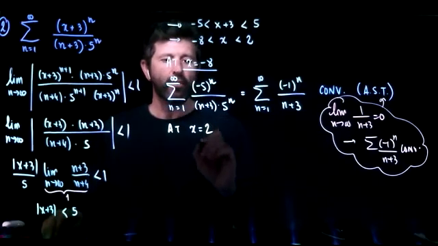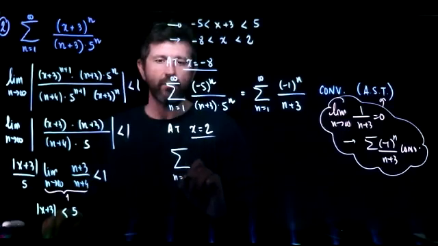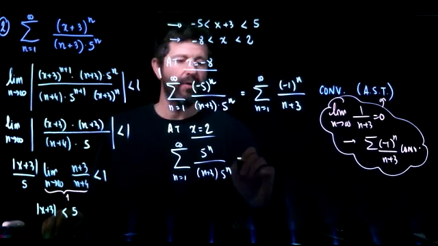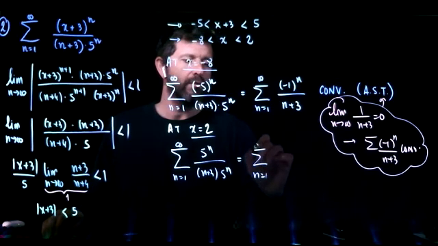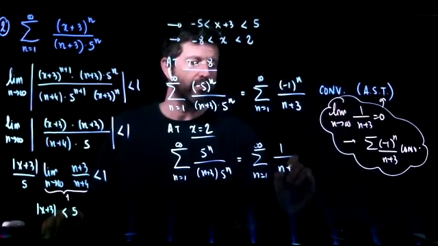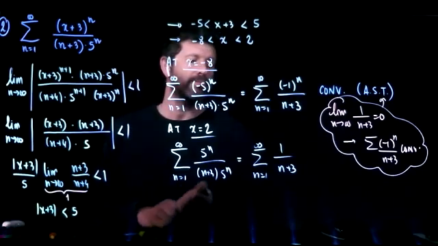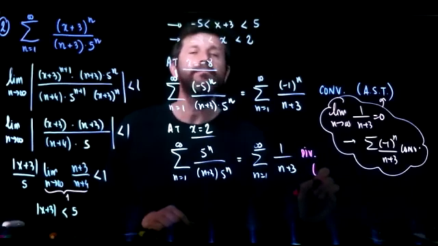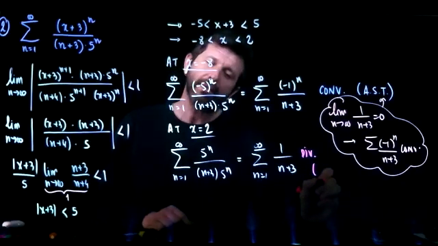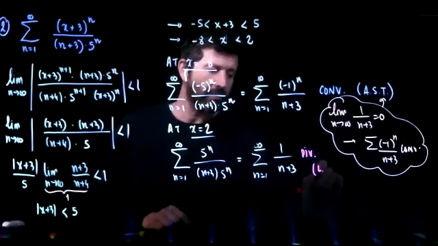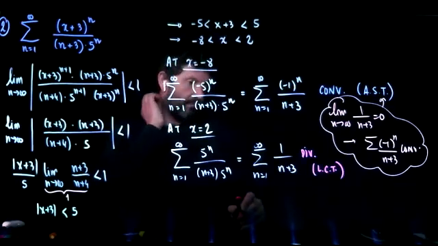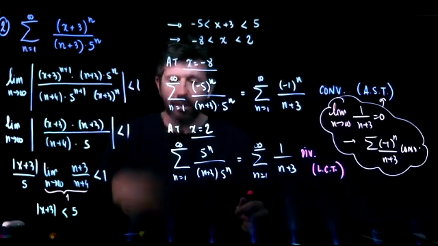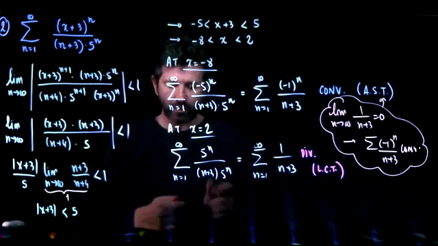At x equals 2, what happens? The series becomes the sum from n equals 1 to infinity of 5^n over (n+3) times 5^n. The 5^n's disappear. Sum from n equals 1 to infinity of 1 over n plus 3. Does this converge or diverge? Diverges. Very nice. Which test? The limit comparison test. You compare it to the harmonic series. You divide by 1 over n, and you'll see the limit will be 1, which is less than infinity. Therefore, this one diverges as well.